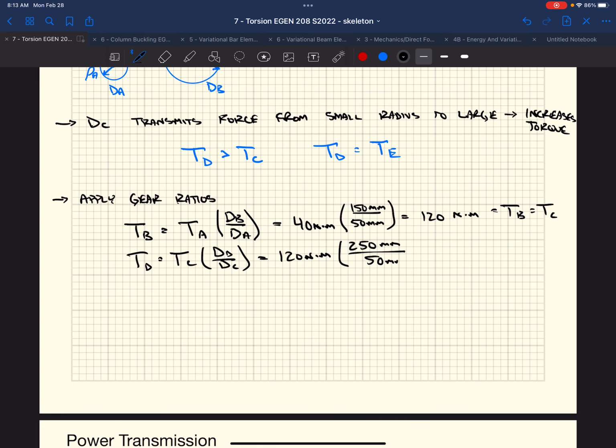All over. The diameter at C is the exact same diameter as it was at A. It's 50 millimeters. We get 600 Newton meters equals the torque at D, which we know is the torque at E, right? So torque at E is 600 Newton meters, right?